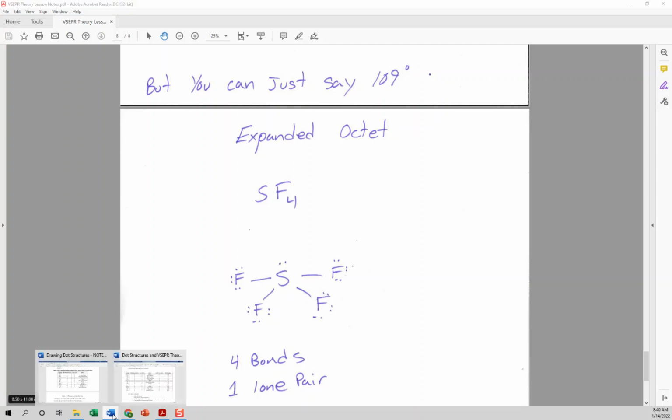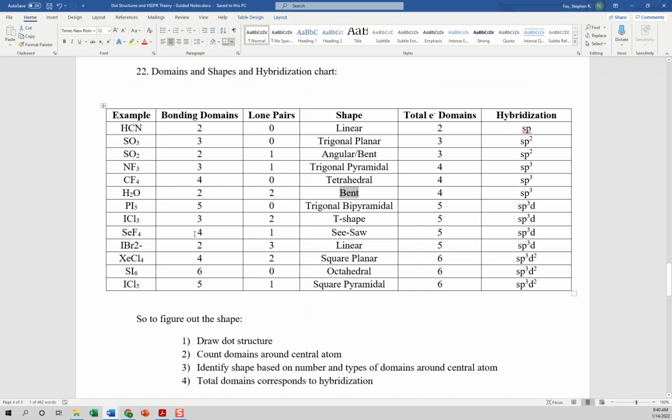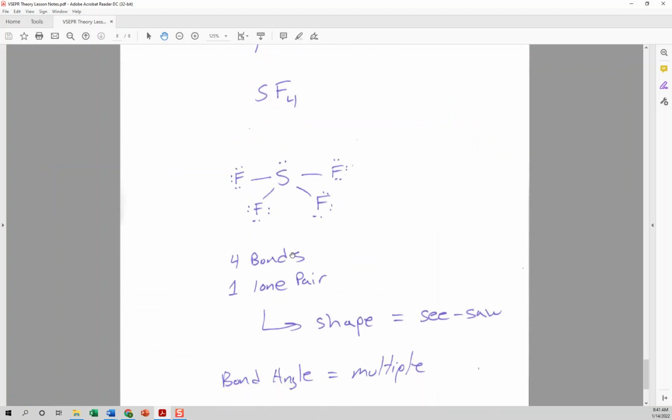So let's go to our chart. It says 4 bonds, 1 lone pair, seesaw. Okay, so the shape is called seesaw. Now, I'm not going to ask you for bond angles because normally when you have an expanded octet, you have multiple bond angles, and I'll try to show you with the 3-dimensional model here, so you can see why we call it seesaw. You look at this and you're like, why is that called seesaw? I'll show you here in a second, and again, I'll show you the multiple bond angles.